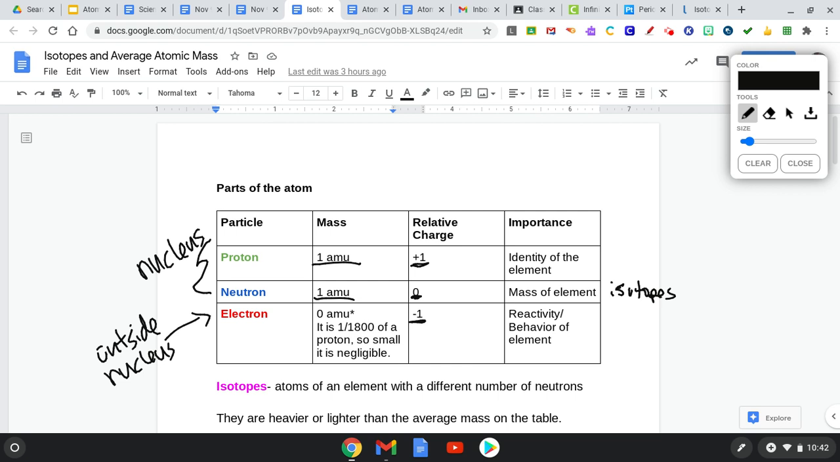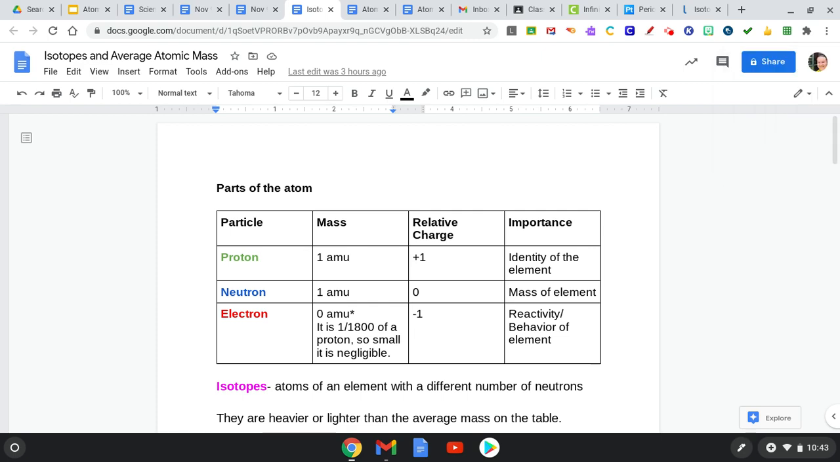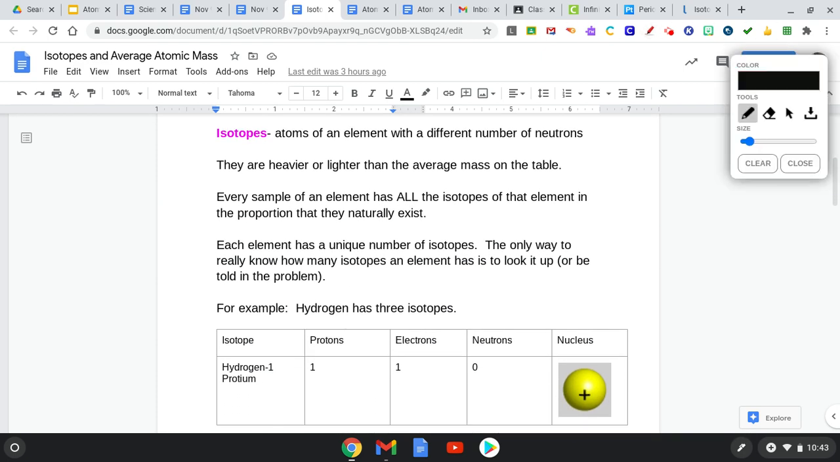And then the importance of the electron is the reactivity or the behavior of the element, which we're going to get to after Christmas. We're going to spend an entire unit just talking about the electron and how it behaves. Just kidding. So let's talk about isotopes for just a moment.